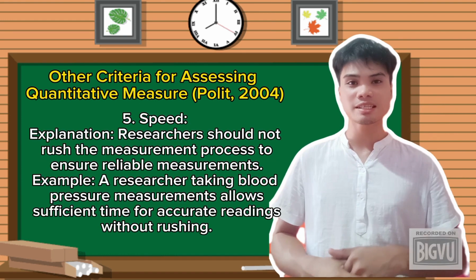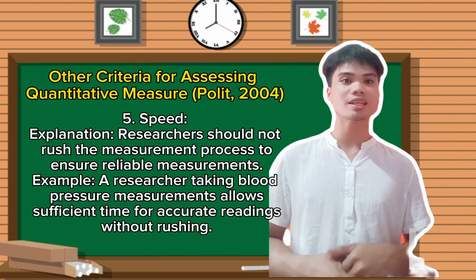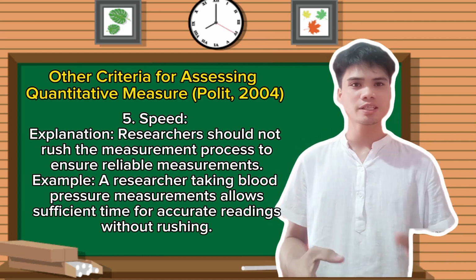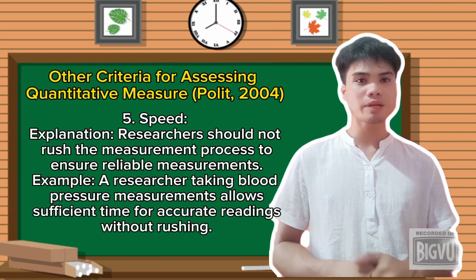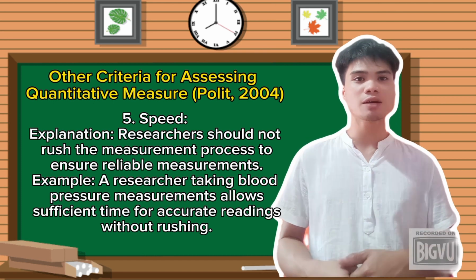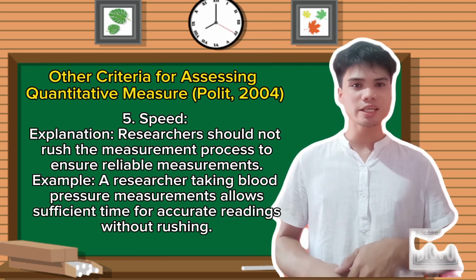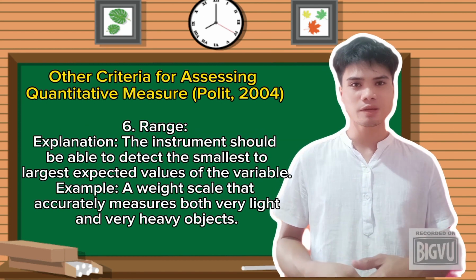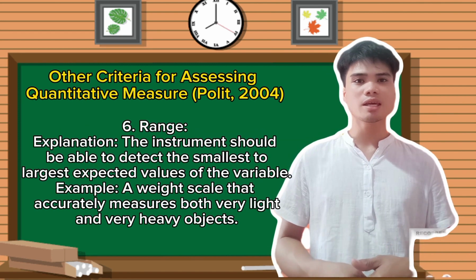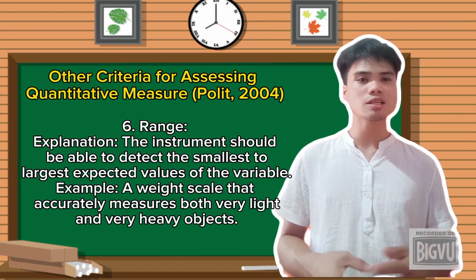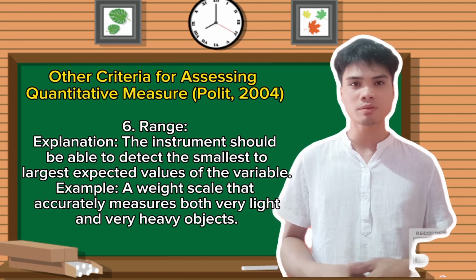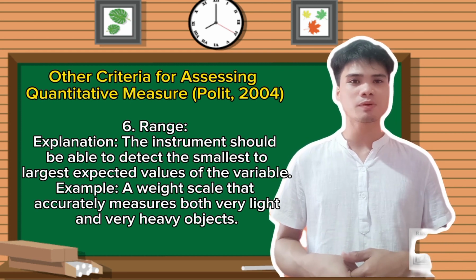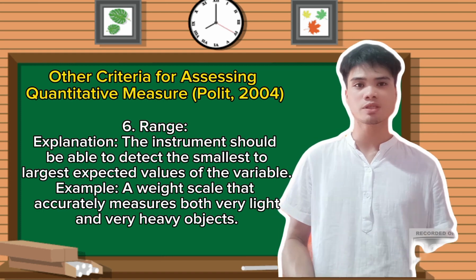So, the fifth one is the speed. Researchers should not rush the measurement process to ensure reliable measurements. For example, a researcher taking blood pressure measurements allows sufficient time for accurate readings without rushing. The sixth one is the range. The instrument should be able to detect the smallest to largest expected values of the variable. For example, a weight scale that accurately measures both very light and very heavy objects.